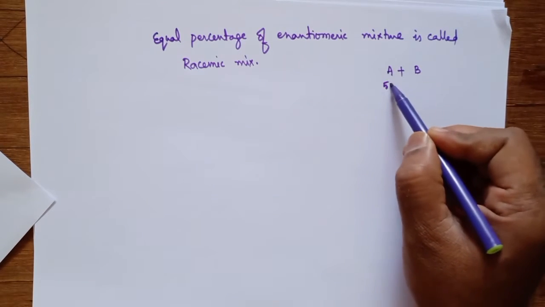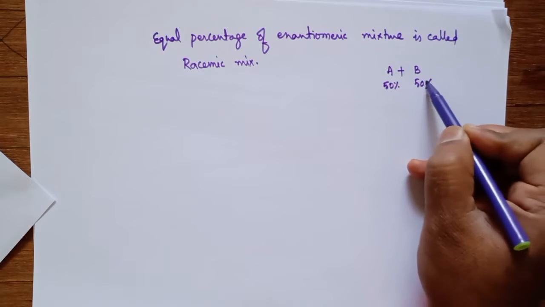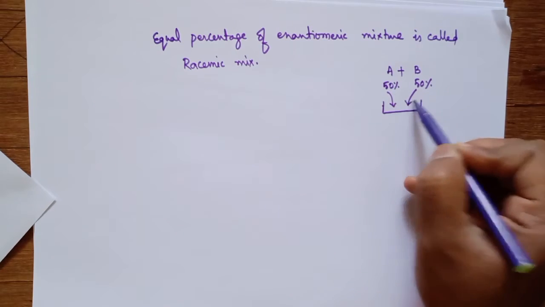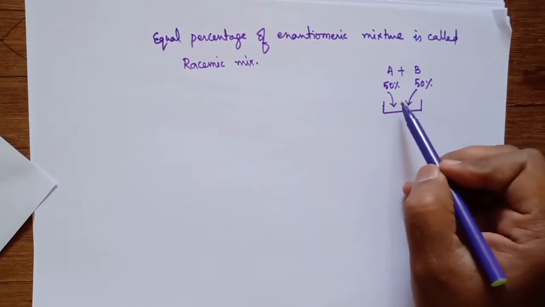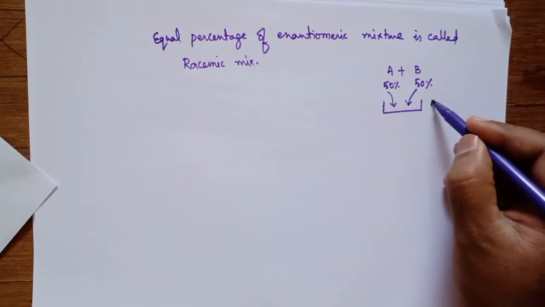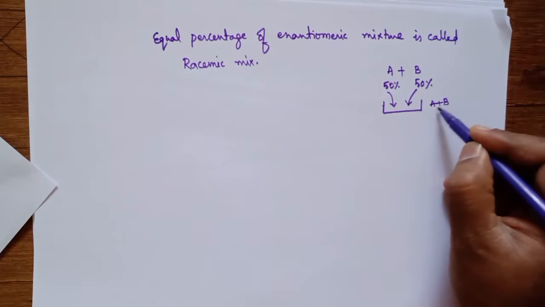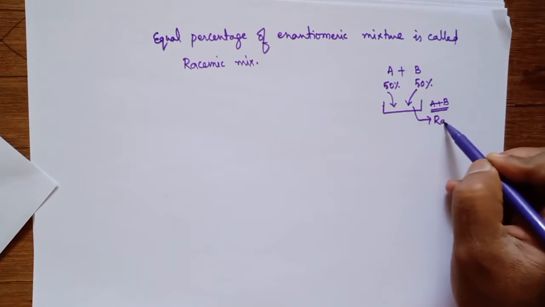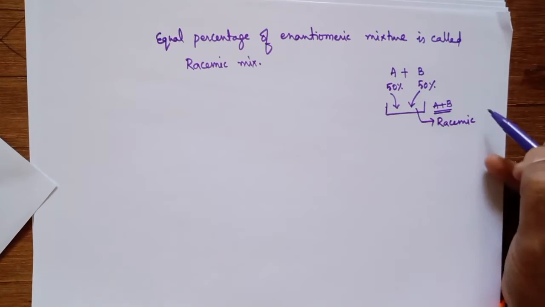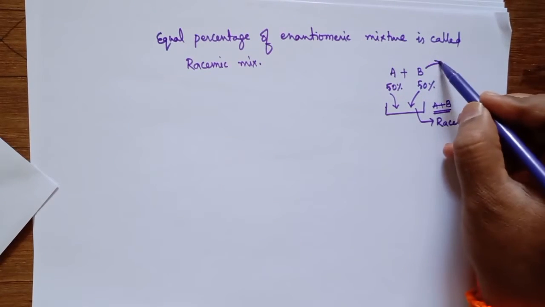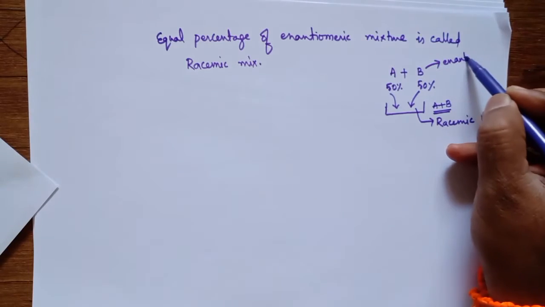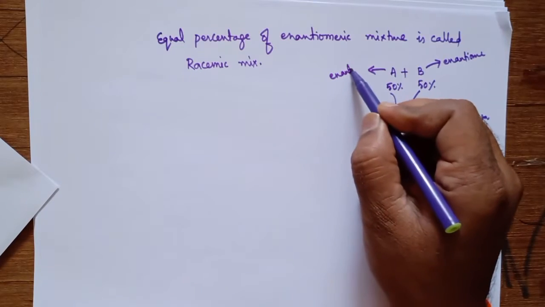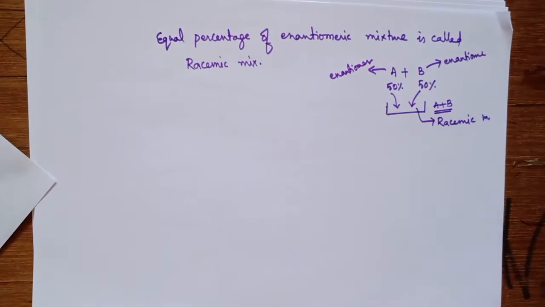You take 50% of A and 50% of B, and you are mixing both. You are adding this one and this one, right? Once you add A and B, what is the mixture? A plus B, so both are in equal percentages. This mixture you have to call a racemic mixture. Individually, you call each one an enantiomer. This one is an enantiomer, and this one is also an enantiomer. Hope you understood what a racemic mixture is, right?